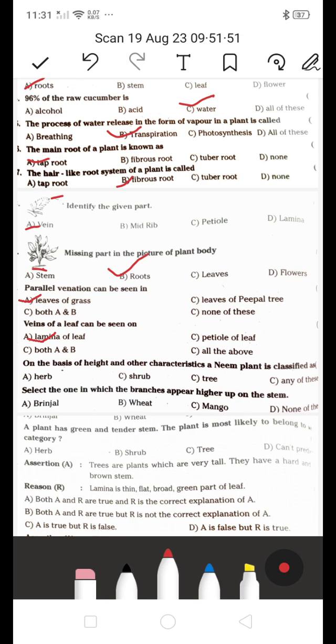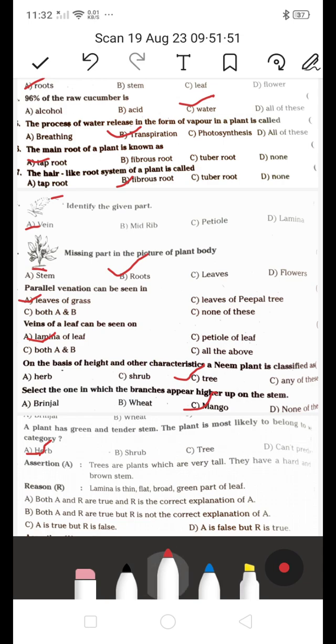Next, on the basis of height and other characteristics, a neem plant is classified as a herb, shrub, tree, any of this. Neem plant is a tree. Select the one in which branches appear higher up on the stem: brinjal, wheat, mango, none of this. The answer is mango. Next, a plant has a green and tender stem; the plant most likely belongs to which category? A green tender stem means the answer is herb.